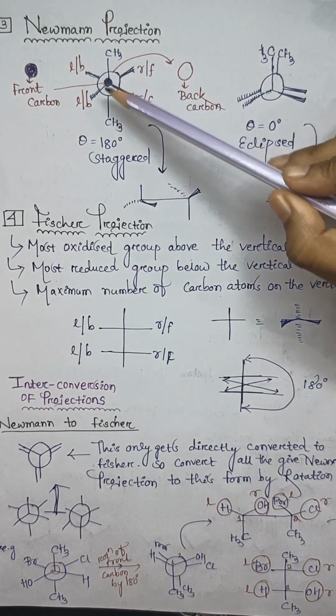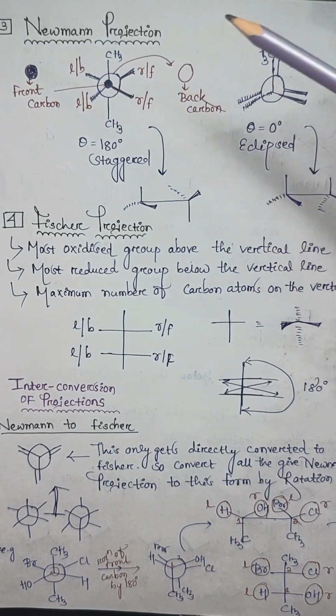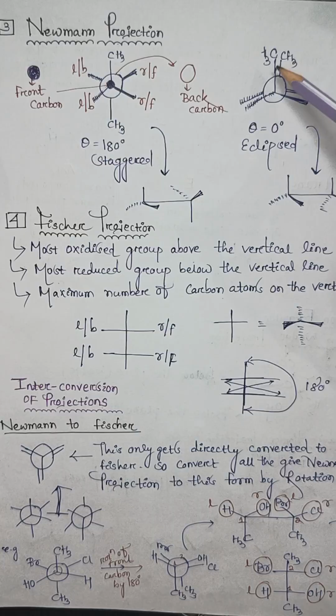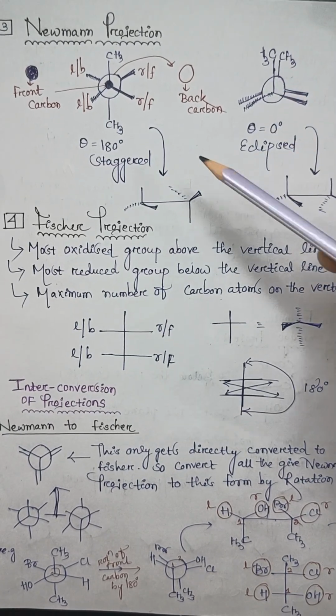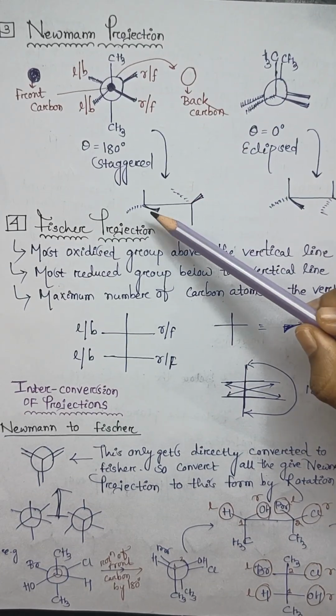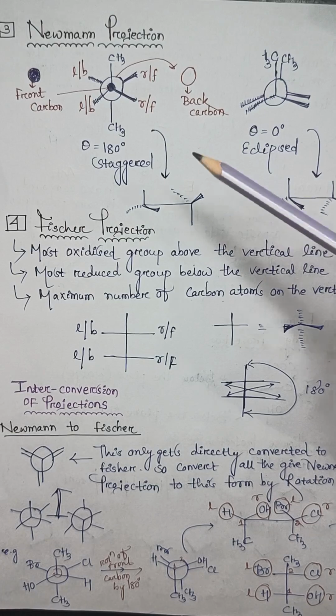Since the angle between the two groups is 180 degree, this is basically called staggered. Here, since CH3 groups are both bulky and at angle 0 degree, these are called eclipsed. We can convert this formula to sawhorse formula. This is the representation of sawhorse from Newman projection.